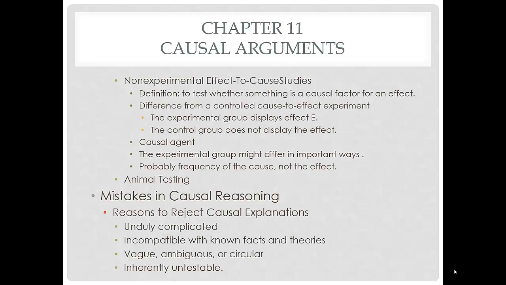Now also, such studies only show the probable frequency of the cause, not the effect. And so they don't provide any grounds for estimating the percentage of the target population that would be affected if everyone were exposed to the cause. But in many cases, all we have to go by is the effect, usually something bad like a disease breaking out or some illness or something terrible, and so we have to use this method in such cases.